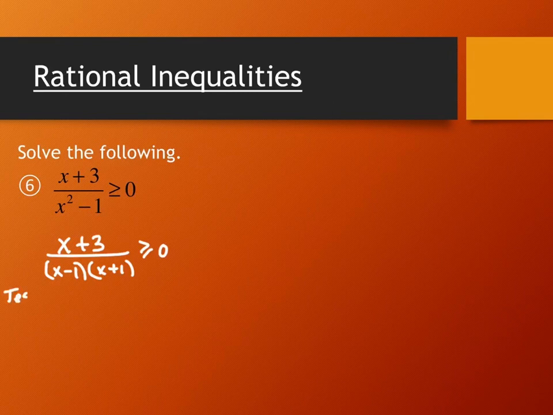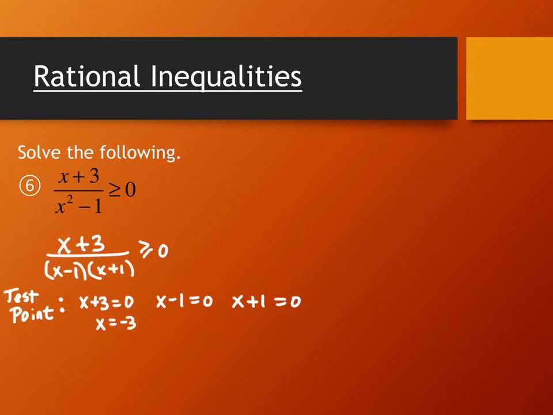The next thing we're going to do is get test points. The way that we get test points is that we set each factor equal to 0, okay? Not because that gives us the answer to the equation, it's just a part of the process. So we're going to set x plus 3 equal to 0, x minus 1 equal to 0, and x plus 1 equal to 0. So tell me what our test point values are. X equals what? -3, 1, and -1. Okay?